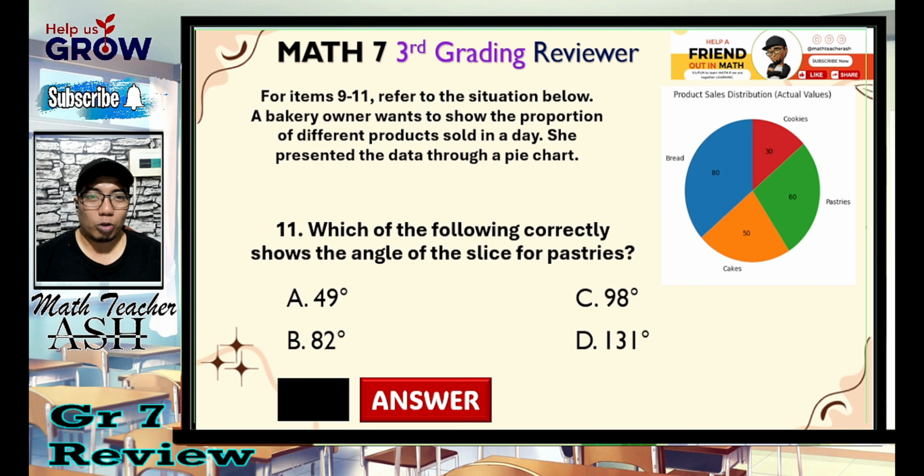So 60 out of 220 actual sales. So therefore, that is basically 27% of the whole circle. We all know that the whole circle has a total degree of 360, right? So you just multiply 360 by the 27%, and that would give you 97.2, or most likely 98. So the correct answer would be letter C.